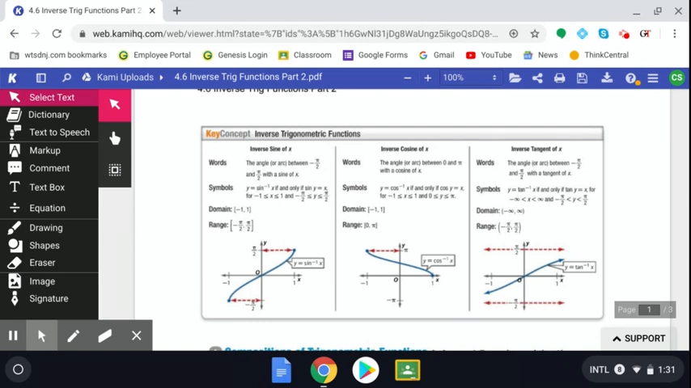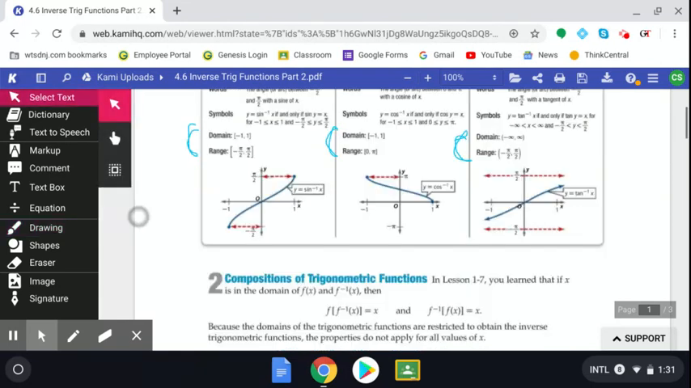between negative pi over 2 and pi over 2 with a tangent of x. Then you have the symbols that you need to use to indicate each inverse, and then the domain and range restrictions that we talked about yesterday. So this is very important, this is very important, this is very important, and then you have a sketch of the graph. Okay, so what we're going to do now is look at composition of these functions.